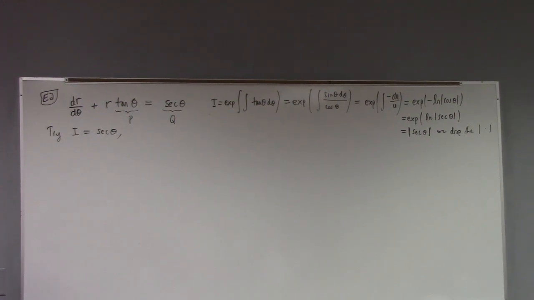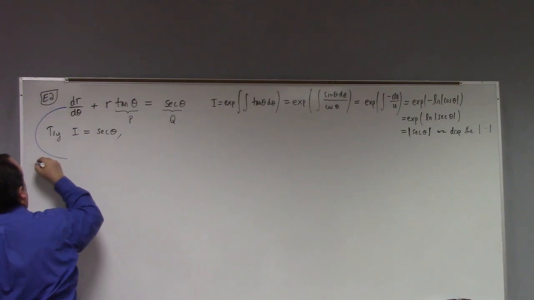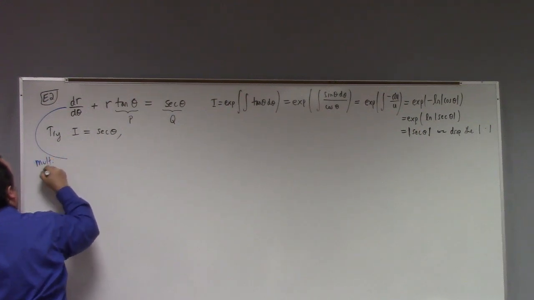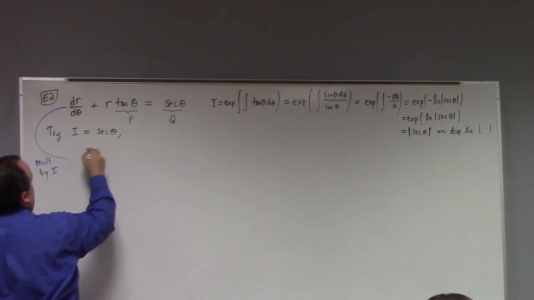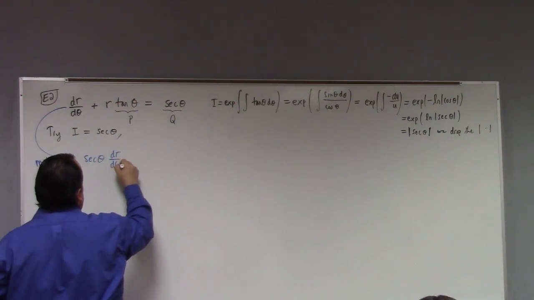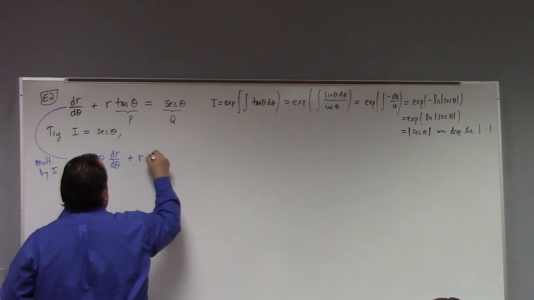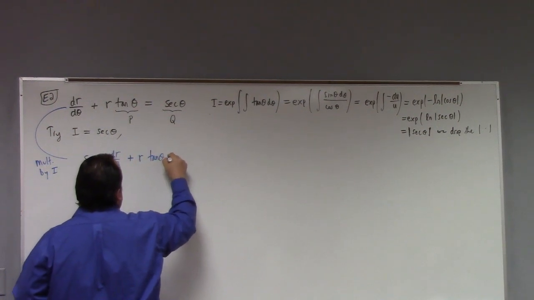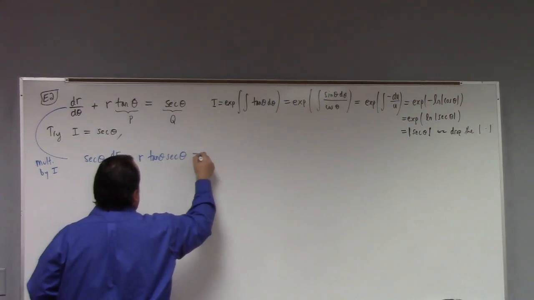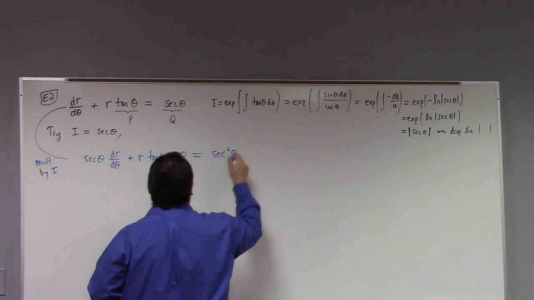All right, so then what do I got? Multiply by secant theta. I've got secant theta dr d theta plus r tangent theta secant theta is equal to secant theta times secant theta, also known as secant squared theta.